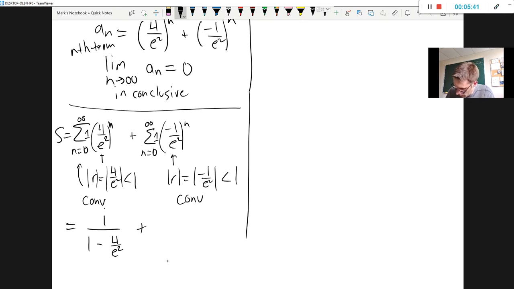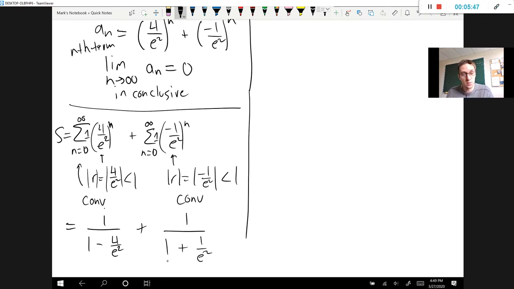And the second one converges to 1 over 1 plus 1 over e squared. And that's again because the sum started with n equals 0. If the sum started with n equals 1 or 2 or any other number, we would have to adjust it a little more by shifting the index or taking into account the missing terms. But for this problem, as it's expressed, that is sufficient.